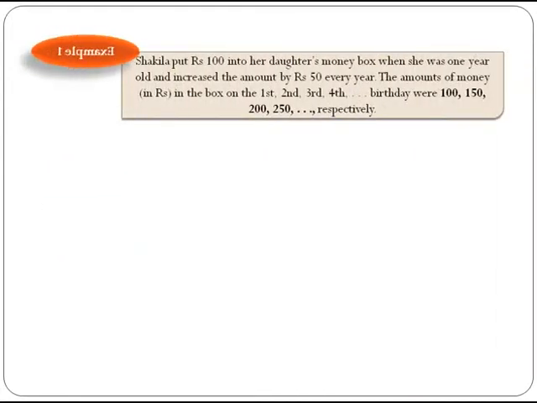Example 1. Shakila put rupees 100 into her daughter's money box when she was 1 year old and increased the amount by rupees 50 every year. The amounts of money in rupees in the box on the first, second, third, fourth and so on birthdays were rupees 100, rupees 150, rupees 200, rupees 250 and so on.